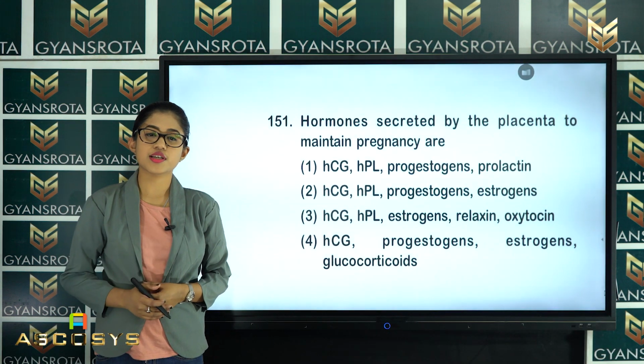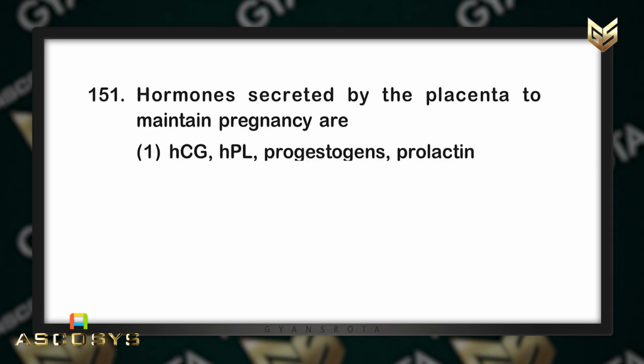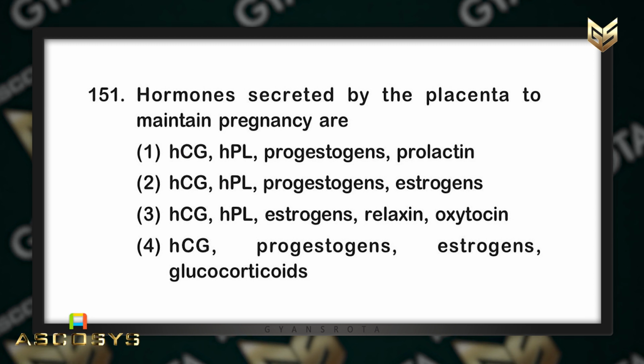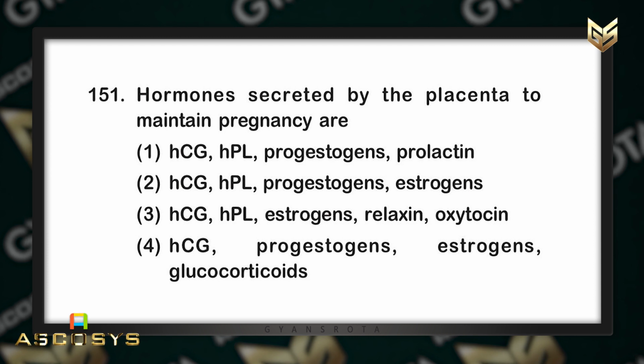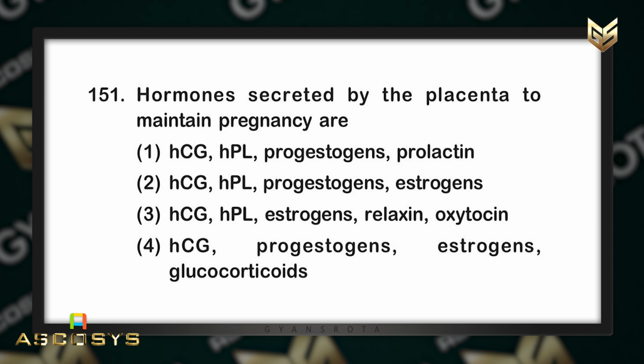In the next question, as you can see here, question number 151. Hormones secreted by the placenta to maintain pregnancy are HCG, which means human chorionic gonadotrophin hormone, then HPL, which means human placental lactogen, then progesterone or prolactin, or these are the other options which are given.